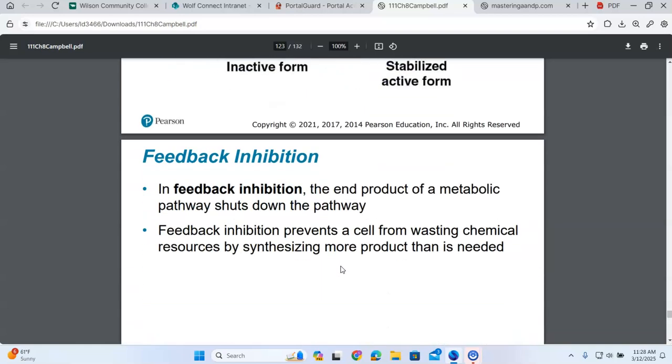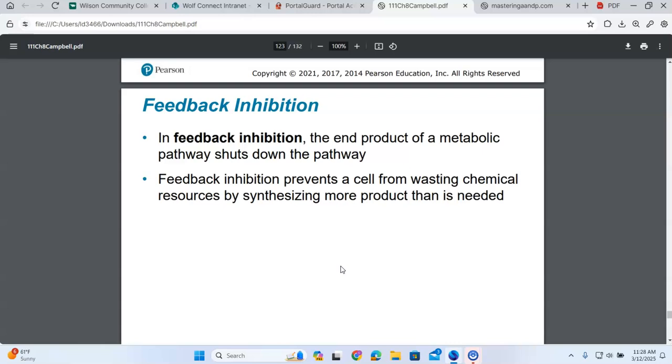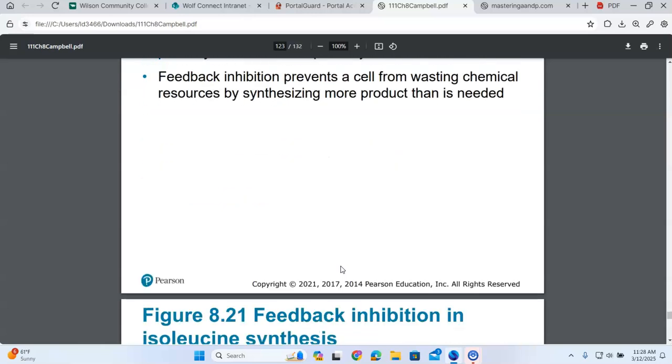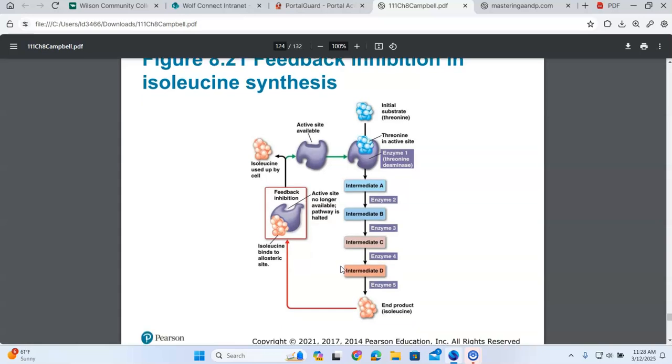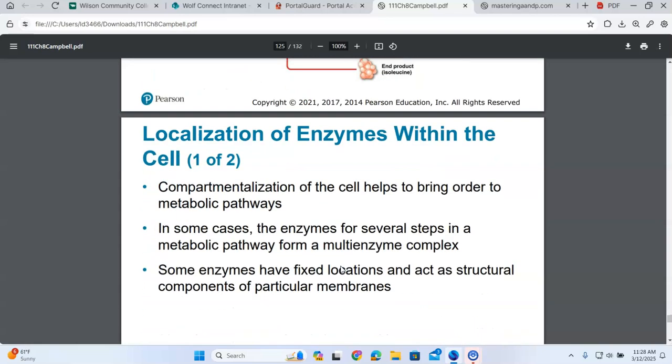And that's cooperativity. And then there's feedback inhibition, which is when enough product is produced, it will inhibit the enzyme so that it won't keep producing product. That's feedback inhibition.